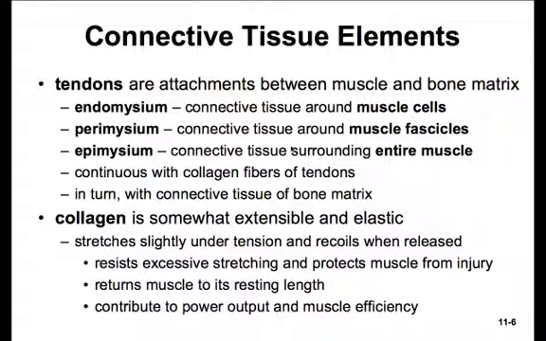This connective tissue is continuous with the collagen fibers of tendons, and in turn with the connective tissue of the bone matrix. Collagen is somewhat extensible and elastic. It stretches slightly under tension and then recoils when it's released. This allows the muscles to resist excessive stretching and protects them from injury. It allows the muscles to return to their resting length and contributes to the power output and efficiency of muscle.